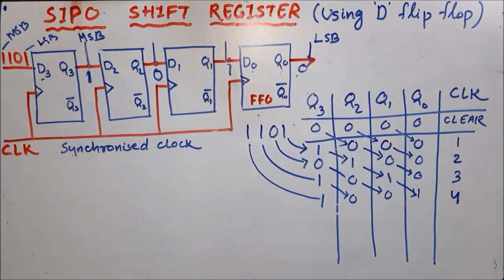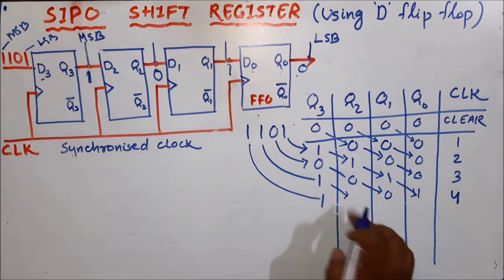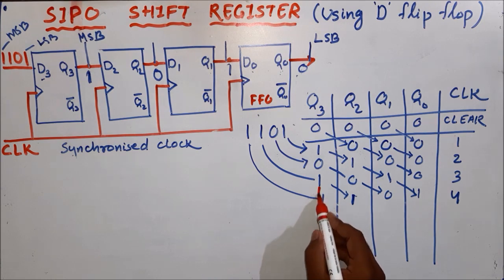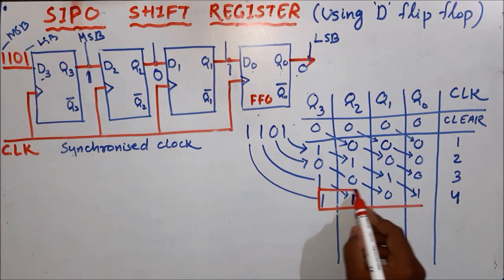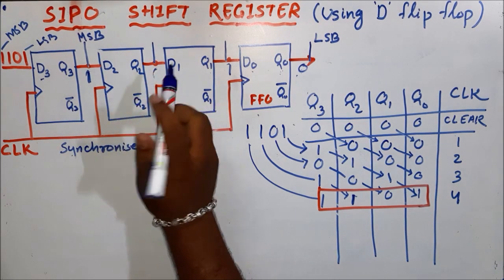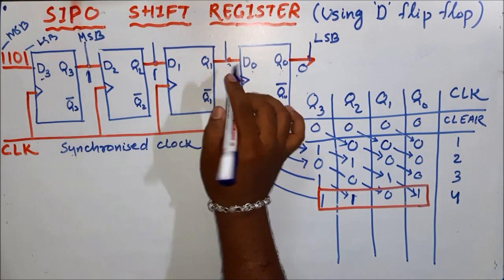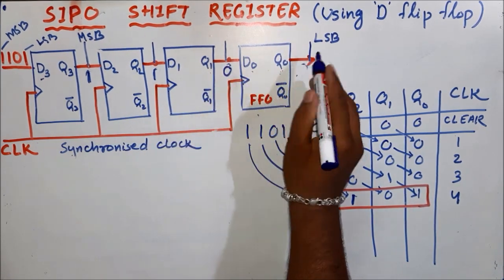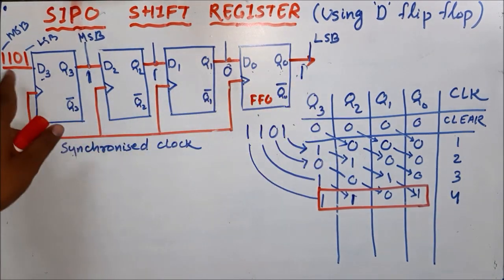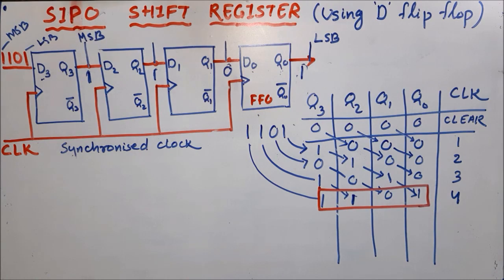So I can see here it is not 0, it is 1 coming here. And here you can see 1101, which is my input, has already taken its position in the flip-flops. Q3 is 1, Q2 is 1, Q1 is 0, and Q0 is 1, which is nothing but my input. So it is very clear that to store 4-bit information, I need 4 clock pulses.